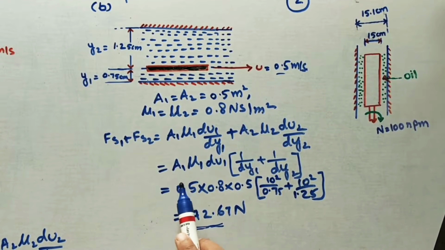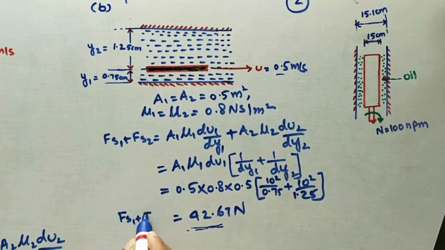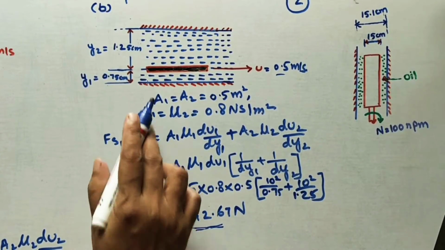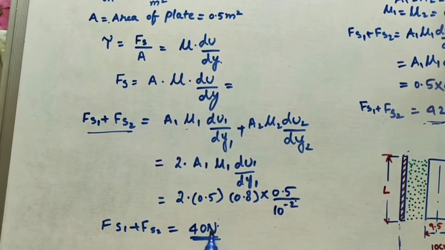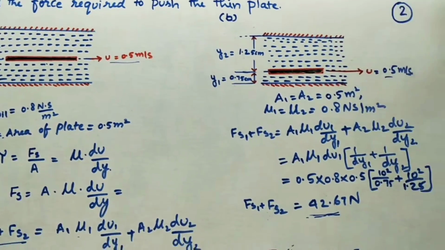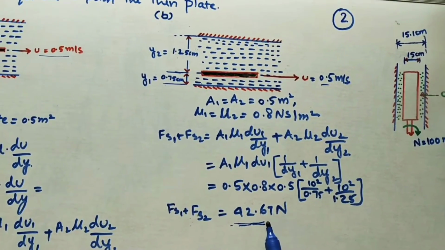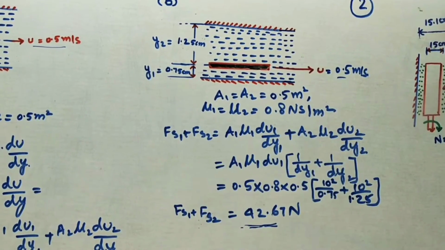So if you are comparing this total force Fs1 plus Fs2, in this case it is more force compared to the previous force. Previous force is 40 newtons, when the plate is at the middle, moving in this direction. Here it is 42.67, around 2.67 newtons more in this case for pushing this plate in this direction.